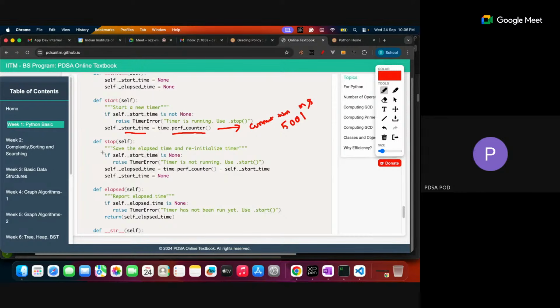Now there is another function, stop. If start time is None, meaning start is not there, how can I stop it? You get the error that this timer is not running. First you start it, then you stop it. If that condition is not satisfied, meaning the timer was already started, it goes to the next step, where it takes another performance counter time. Earlier it was 10 hours 6 minutes. This timer count is there. At the stop, what will it do?